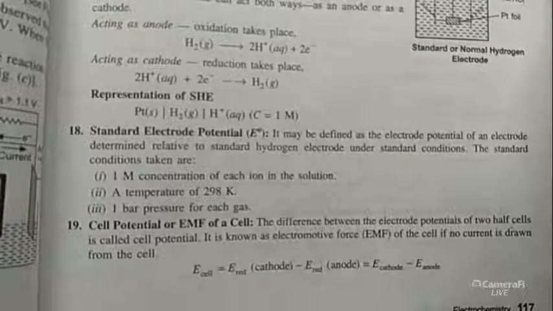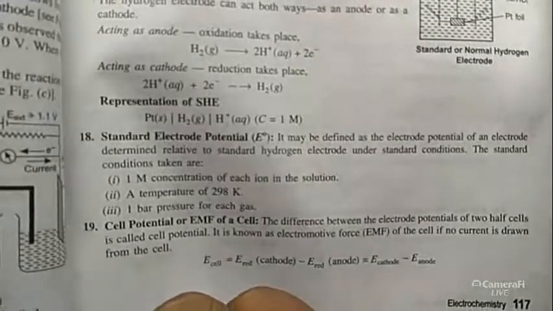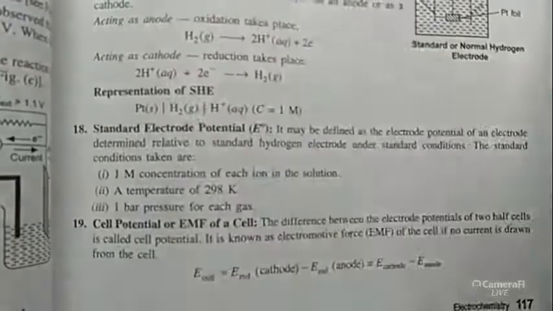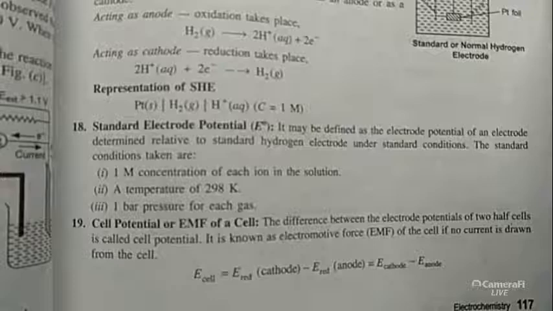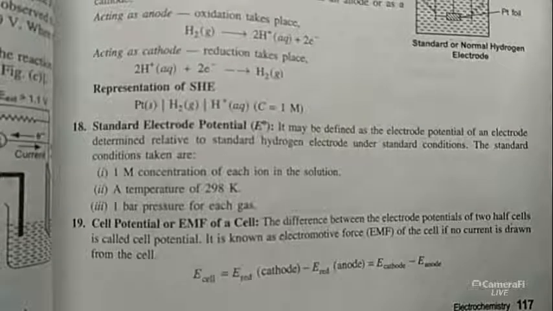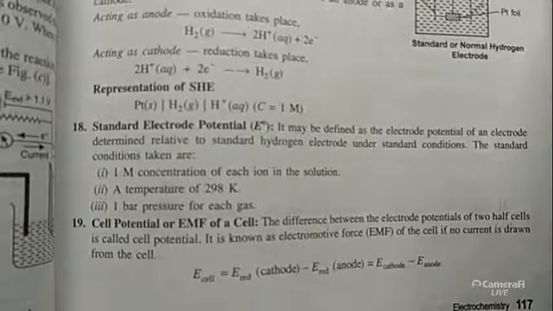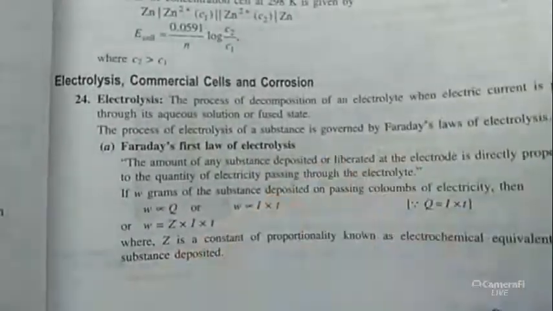Okay. Now we are moving to the next part of the chapter. But before we move, I want to revise what we have discussed till now. We have discussed the standard hydrogen electrode, then the standard electrode potential, then the EMF or the cell potential. Now in the next part of the chapter, how do we represent it? We represent it this way.